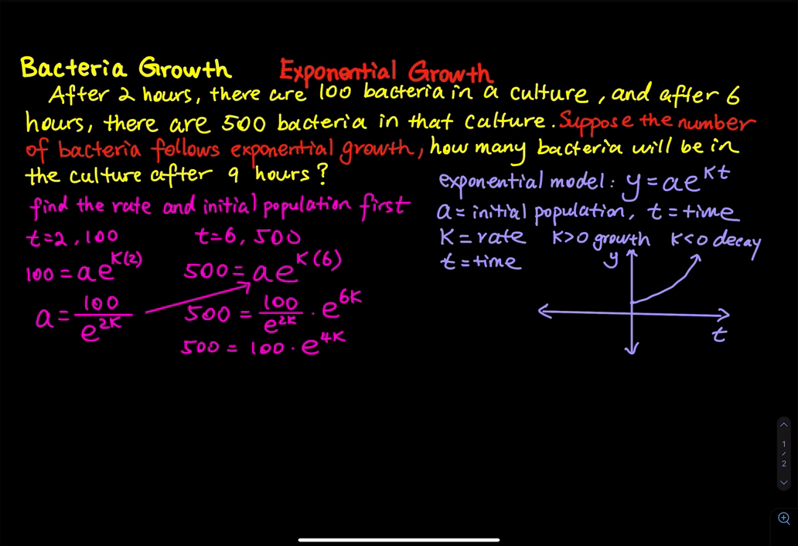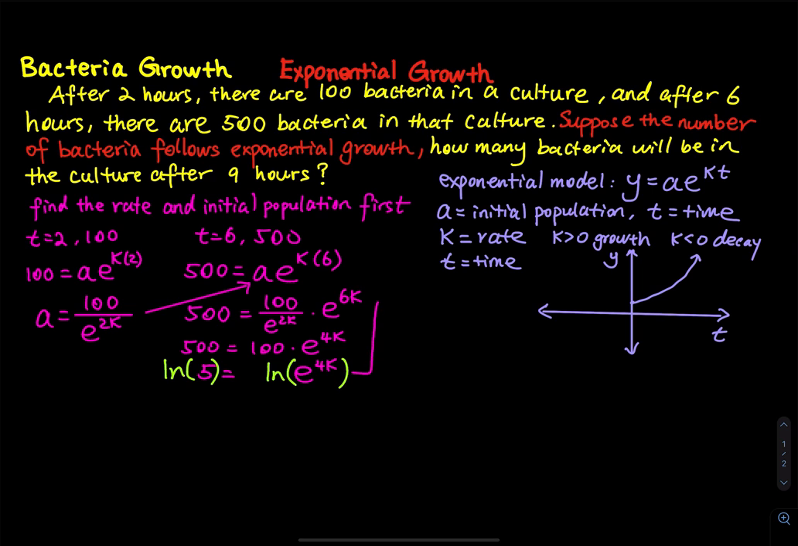Now, this is one equation with one variable, so let's solve for k. We divide both sides by 100, so we have 5 equals e to the 4k. And then how do you bring the k down? To bring the k down, we have to take the natural log on both sides. And then what do you get next? You have ln 5 equals 4k, right? Because ln e is equal to 1.